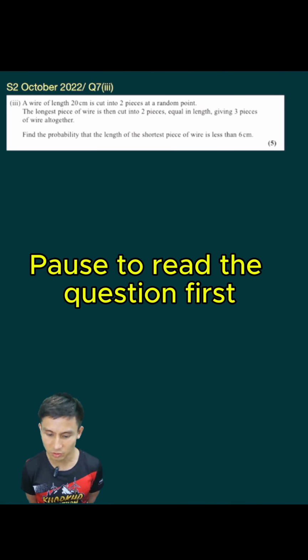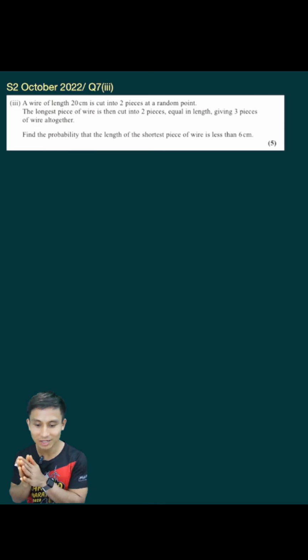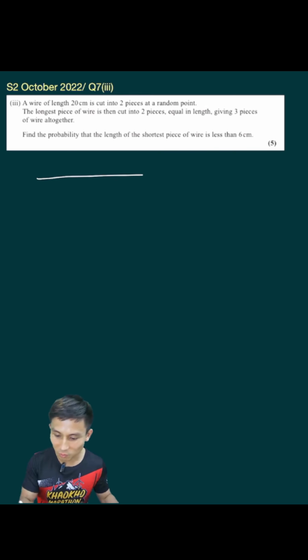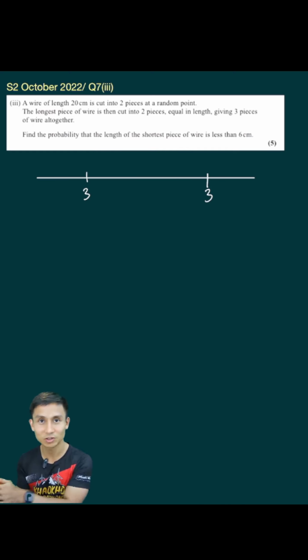Guys, check this out. S2 October 2022, question 7, part III. We have to think about the probability of getting the shortest piece less than 6 centimeters. Imagine you have a wire and you cut it into two pieces. If I cut 3 centimeters from the left, it is exactly the same as cutting 3 centimeters from the right. So from the left and from the right, they give you the same result.